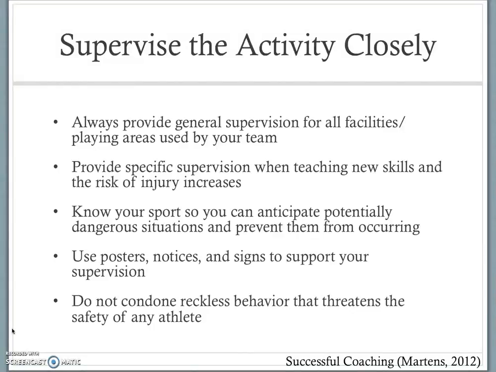Duty 8, supervise the activity closely. Always provide general supervision for all facilities and playing areas used by your team. You should be immediately accessible to the activity. Provide specific supervision when teaching new skills and the risk of injury increases. Know your sport so you can anticipate potentially dangerous situations and prevent them from occurring. If a situation does occur, react immediately and appropriately. Use posters, notices, and signs to support your supervision. Lastly, do not condone reckless behavior that threatens the safety of any athlete or spectator.